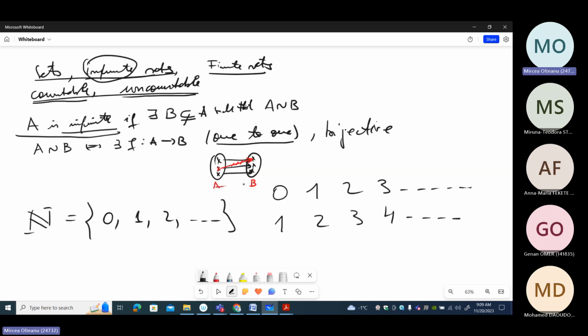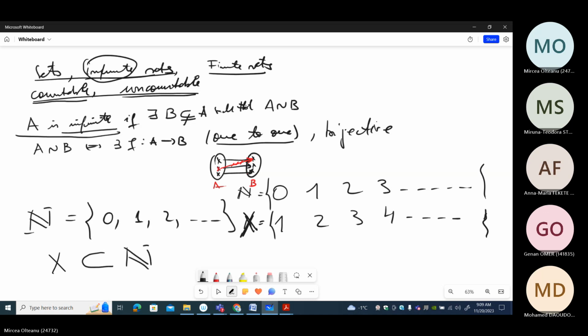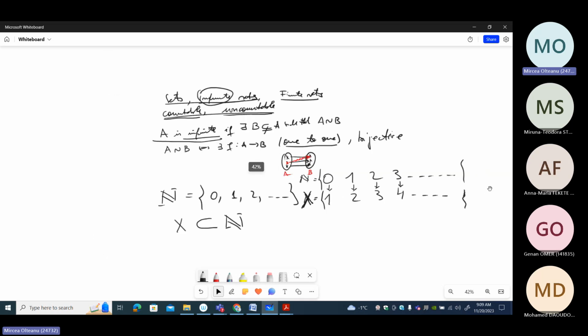Yes. In this picture, we see a one-to-one map from the set N to another set, let's call it X, capital X, which contains all the natural numbers but 0. So obviously X is strictly included in N. However, they are in a one-to-one correspondence. The correspondence is this one. Yes, and as you can see, this is a bijective map. This is maybe the simplest proof, and the simplest example, of an infinite set.